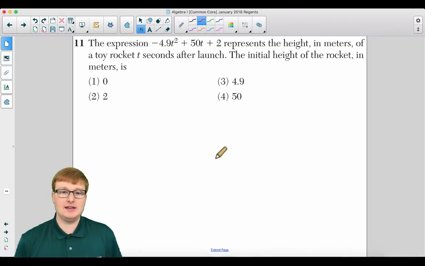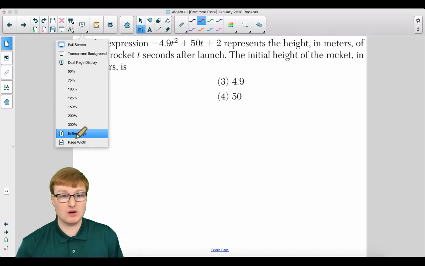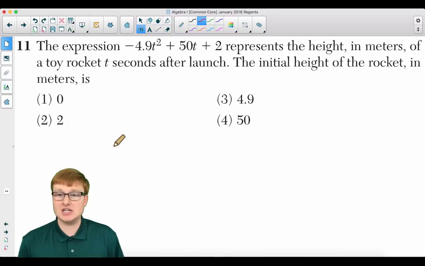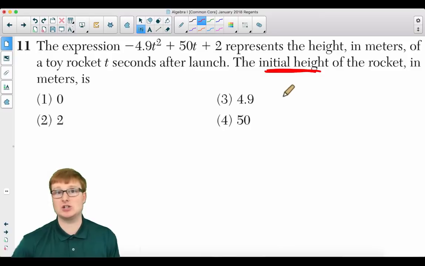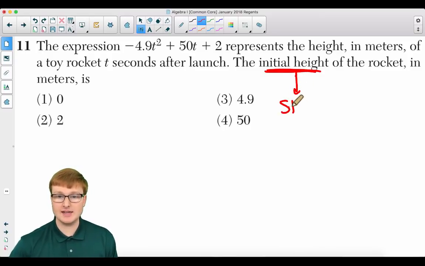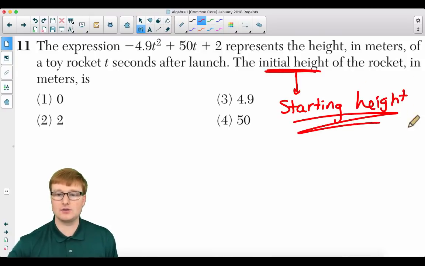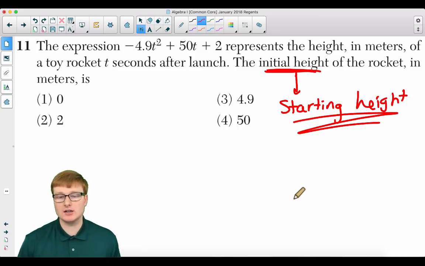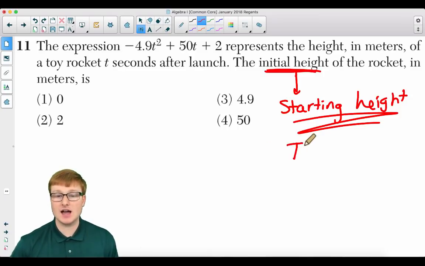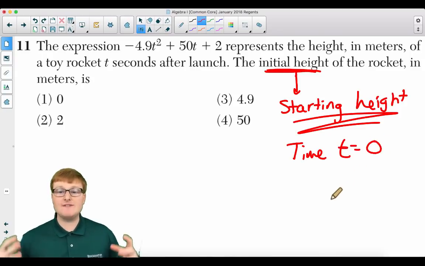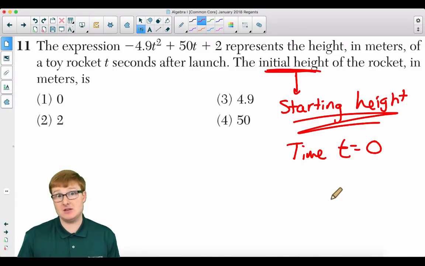The expression negative 4.9t squared plus 50t plus 2 represents the height in meters of a toy rocket t seconds after launch. The initial height of the rocket in meters is what? In order to get this question right, you have to understand what initial height meant. Initial height is the starting height of the rocket. Well, when does the rocket start? Well, it starts when the time t equals 0. Okay? So you're basically finding what the height is before you launch the rocket, which is time t equals 0.